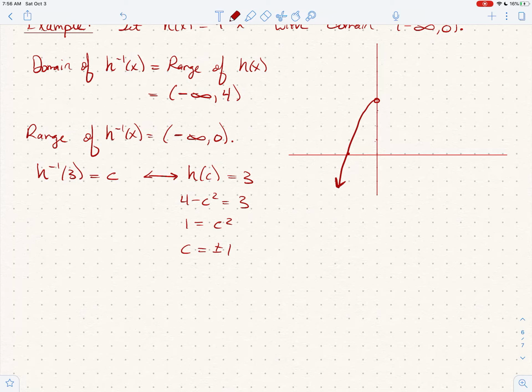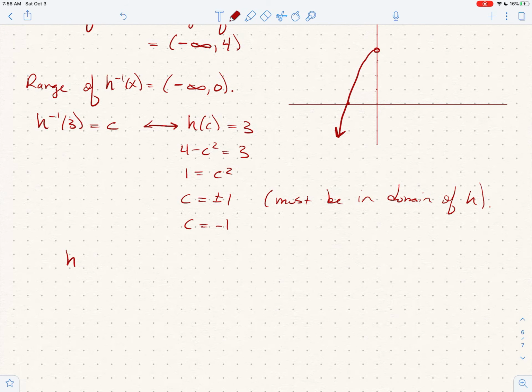But we restricted the domain to the negatives. And so you know that c has to be -1. Your c has to be in the domain. This must be in the domain of h. And so the point is h inverse of 3 is -1. All right, so there we go.